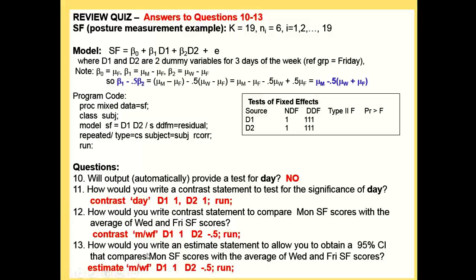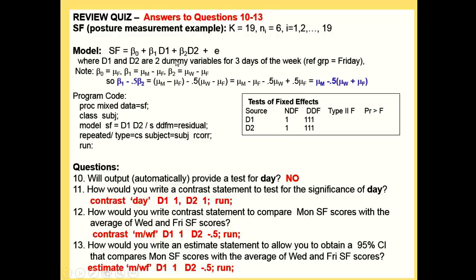And this next question, how would you write an estimate statement to allow you to obtain a 95% confidence interval that compares Monday shoulder flexion with average? Look at this over here. Where did that come from? This was Monday. Remember, there's 3 days: Monday, Wednesday, and Friday. Well, look over here at the top. Over here, look at this model.